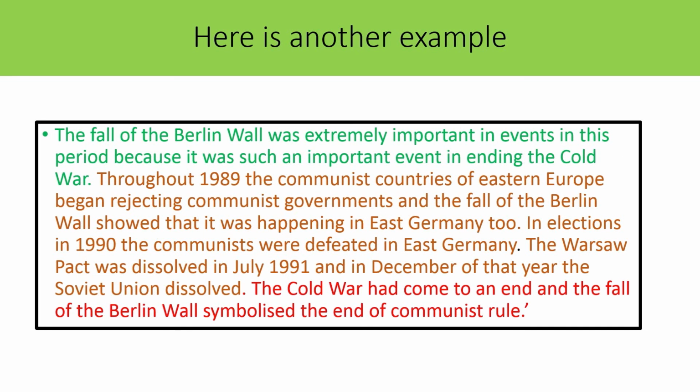This one's an interesting one. Roughly, it kind of looks like that in terms of point, evidence, explanation. It's not as clear as the last one, though. It doesn't go back to explanation and say this is important because. It tries to talk about it. So, the Warsaw Pact was dissolved in July 1991, which is kind of important, but this person doesn't really make it clear. So, if the examiner is feeling very generous, they might give you 5, but you're more likely to get 4 for this one, just because that last bit isn't very clear.